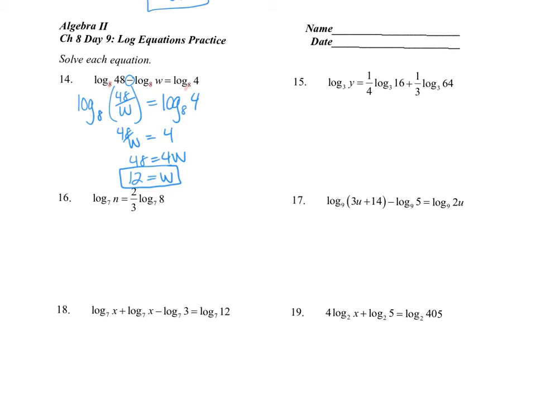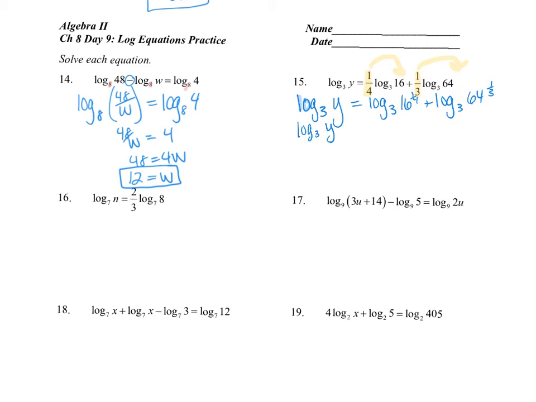Now in number 15, I'm going to basically follow the same exact steps. So this time I need to make the right-hand side a single log. Now, whenever you see the numbers in front of your log, remember that they started out as exponents of the argument. So I'm just going to rewrite these first. So I have the log base 3 of y equals log base 3 of 16 to the 1/4 plus log base 3 of 64 to the 1/3.